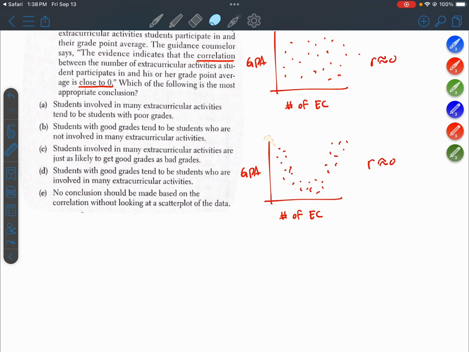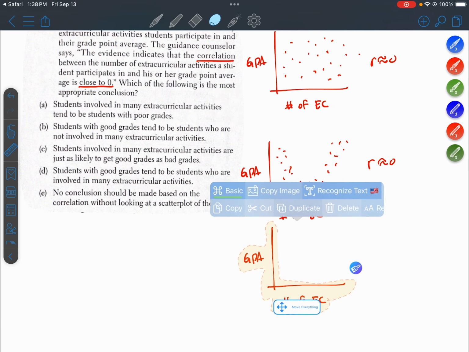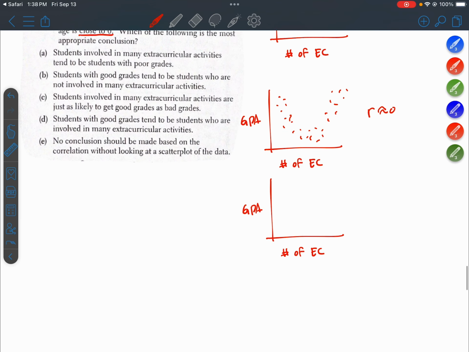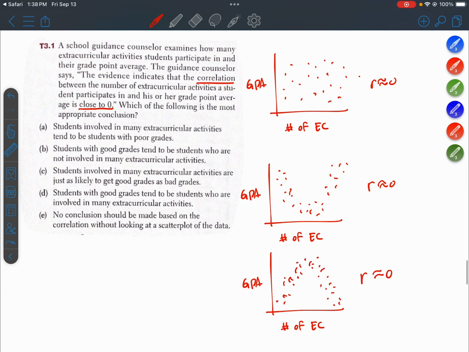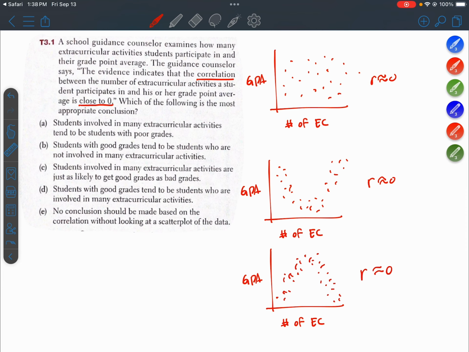And then I could also see a scenario where maybe the relationship is the inverse of the last one. Right? So it looks like that. This would also have a correlation close to zero. Okay. So just knowing the correlation is close to zero doesn't really tell us a whole lot about the relationship. There's many possibilities. It could just be random scatter. It could be a curved relationship where it opens upward, or it could be a curved relationship where it opens downward. All right, let's read through the 5 choices and try to find the one that's the best.